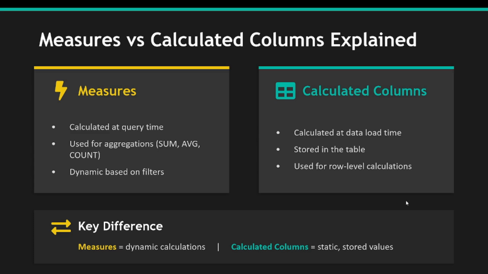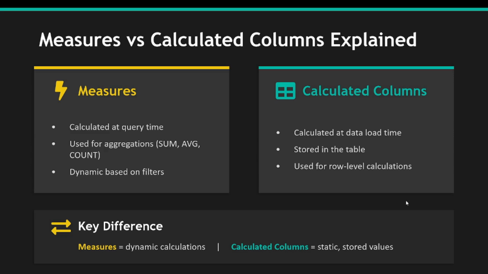Now let's talk about calculated columns. A calculated column is a column that you add to an existing table in your data model using a DAX formula. Unlike measures, calculated columns are computed at data load time, meaning the calculation runs when the data is imported or refreshed and the result is stored directly in the data table as a physical column, just like any other column in your dataset. Because they are stored in the table, calculated columns take up memory and increase the size of your data model.